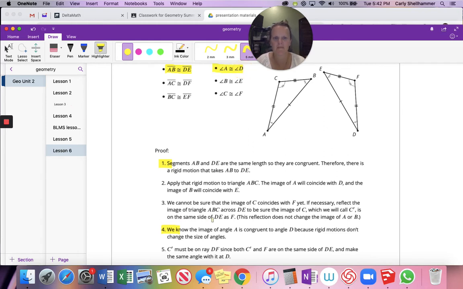Okay, very cool. Now, line 5 says that C prime must be on ray DF since both C prime and F are on the same side of DE and make the same angle with it at D. Cool.